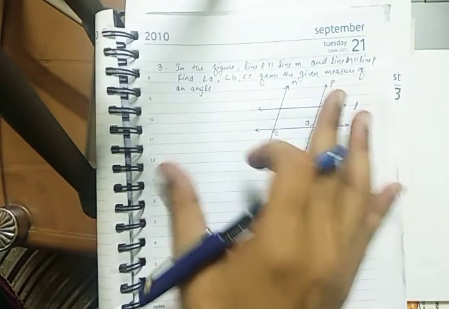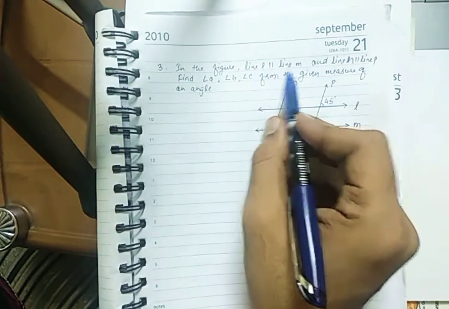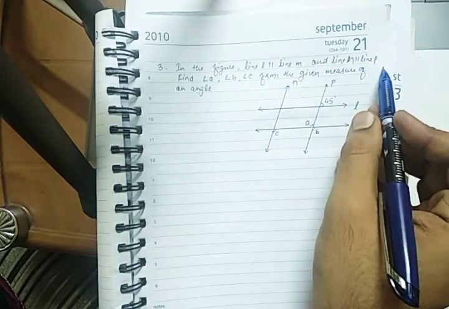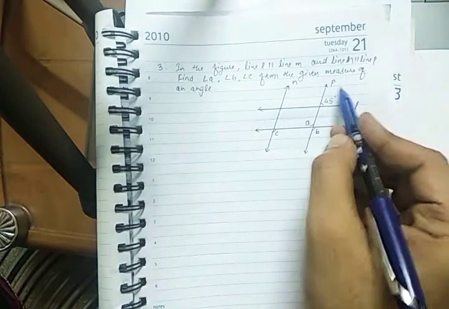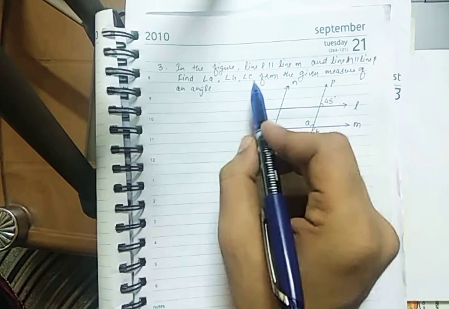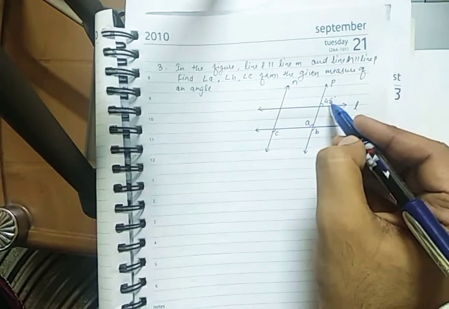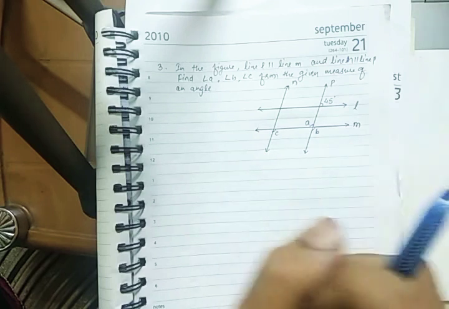So students, we will start with problem number 3 now. In the figure, line L is parallel to line M and line N is parallel to line P. You can see the figure, L is parallel to M, N is parallel to P. Find angle A, angle B, angle C from the given measures of an angle. There is one angle mentioned here as 45 degrees and there are three unknown angles A, B, C. That is what we need to find out.